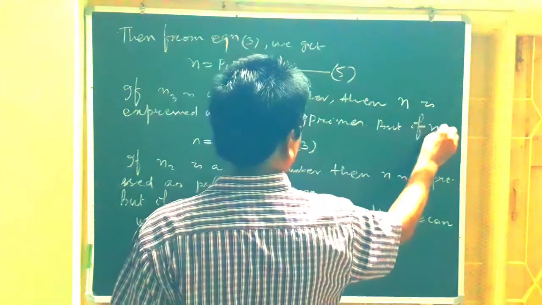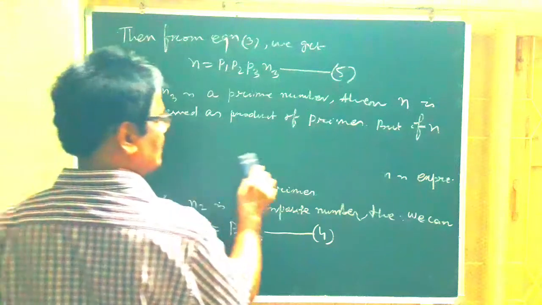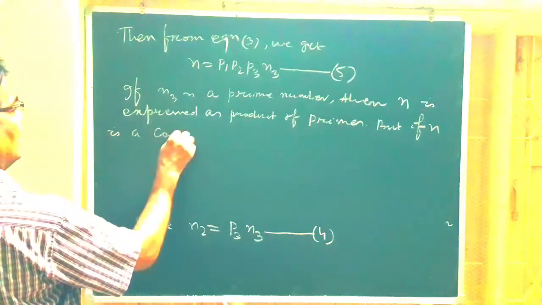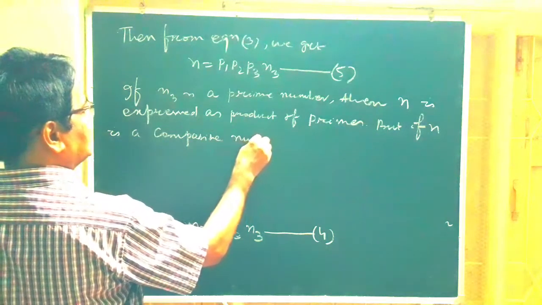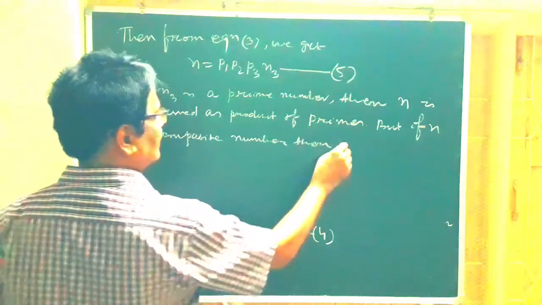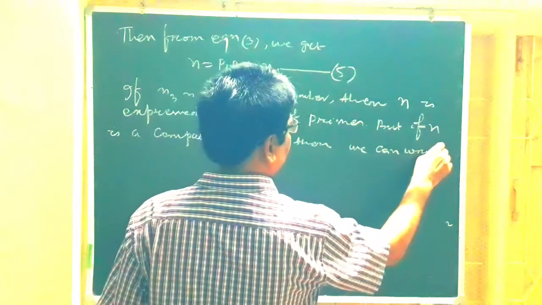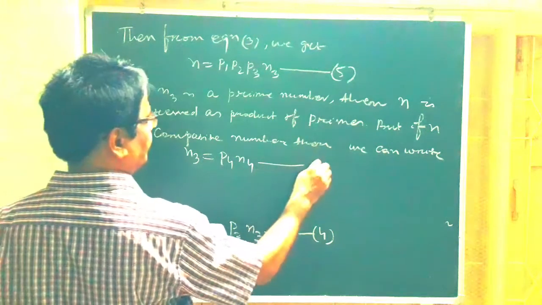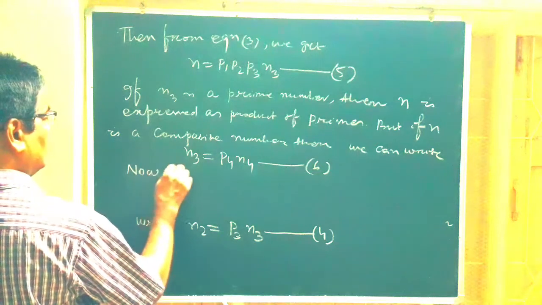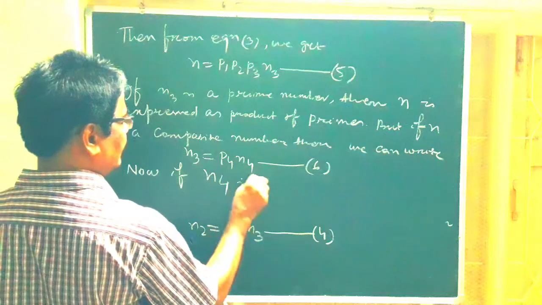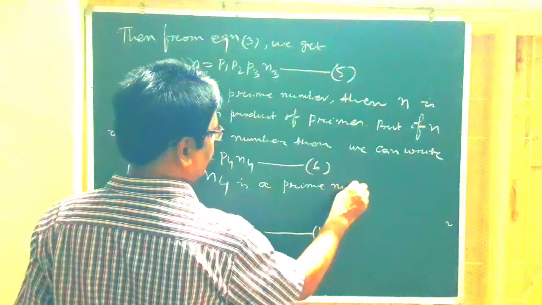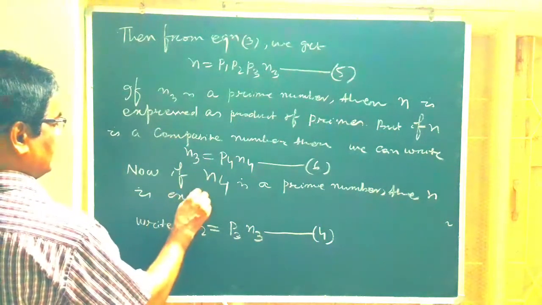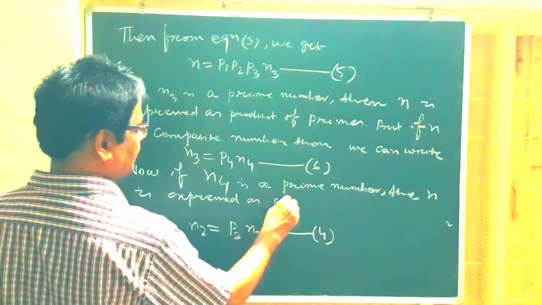But if N3 is a composite number, then we can write N3 is equal to P4 N4. Now, if N4 is a prime number, then n is expressed as a product of primes.